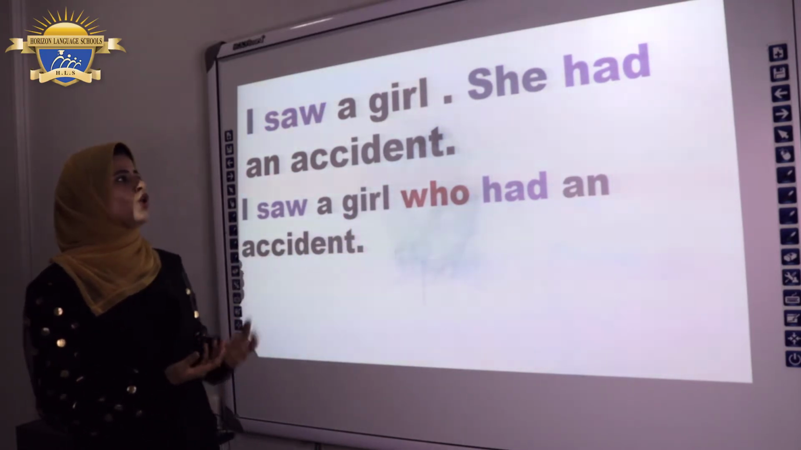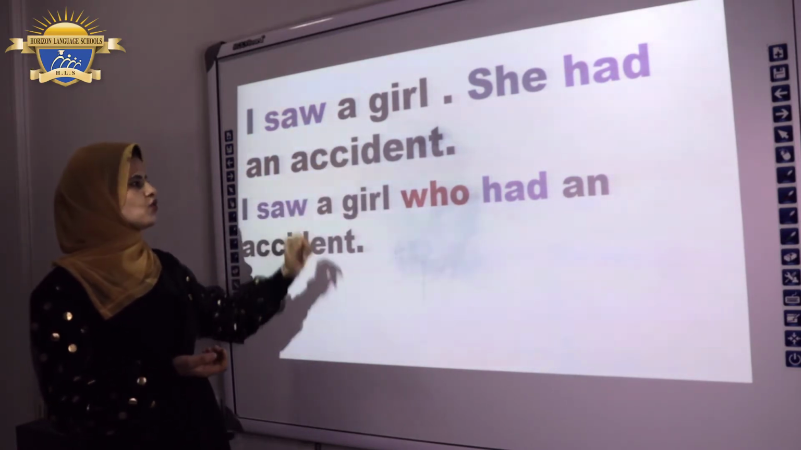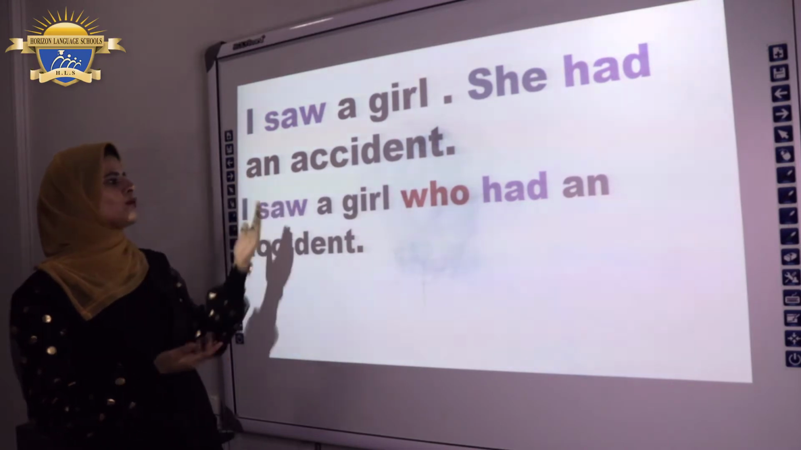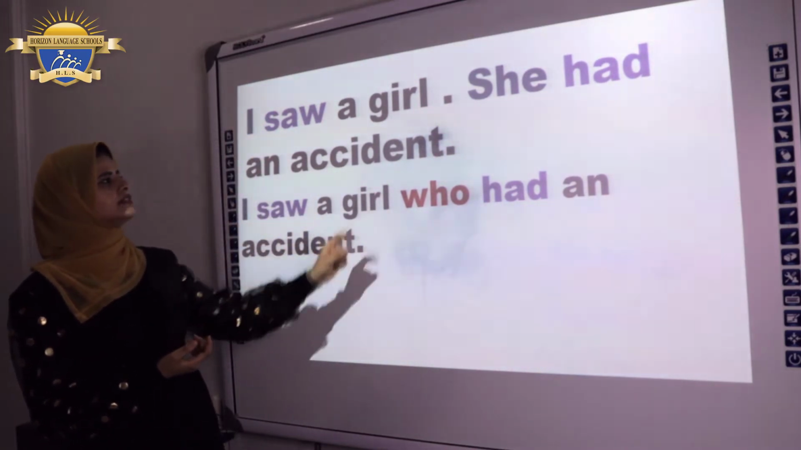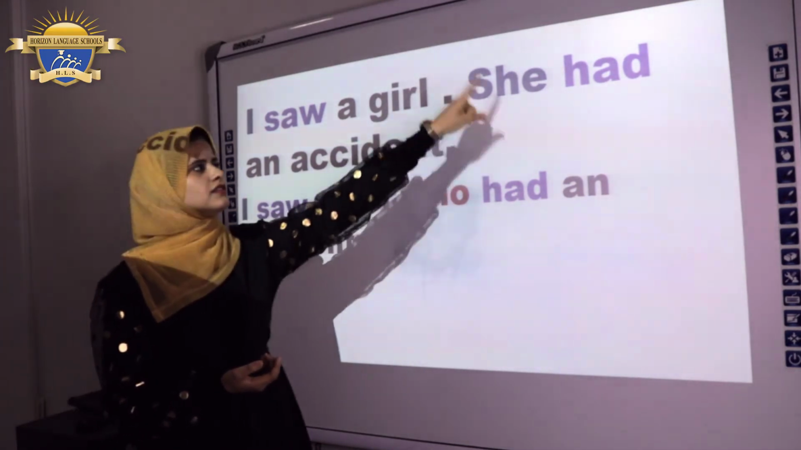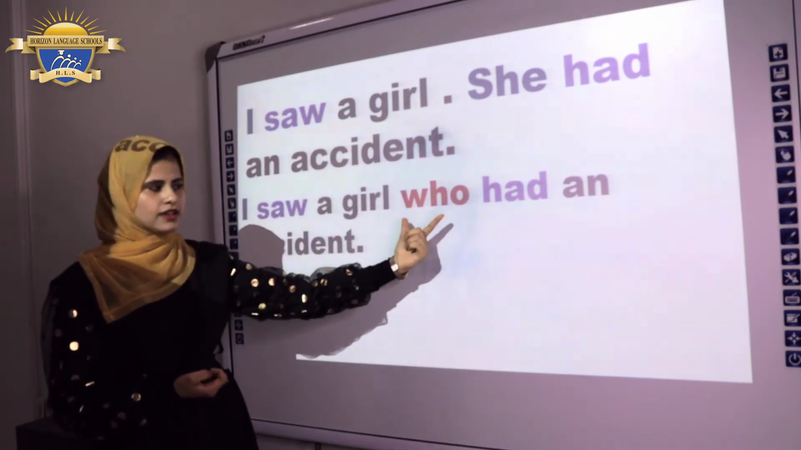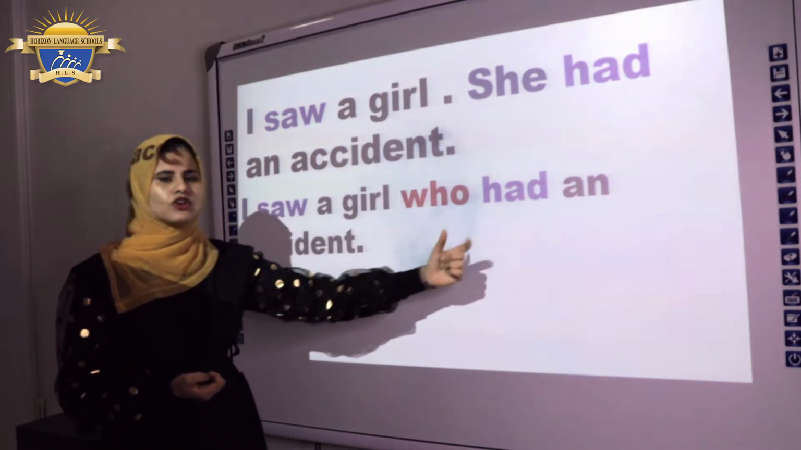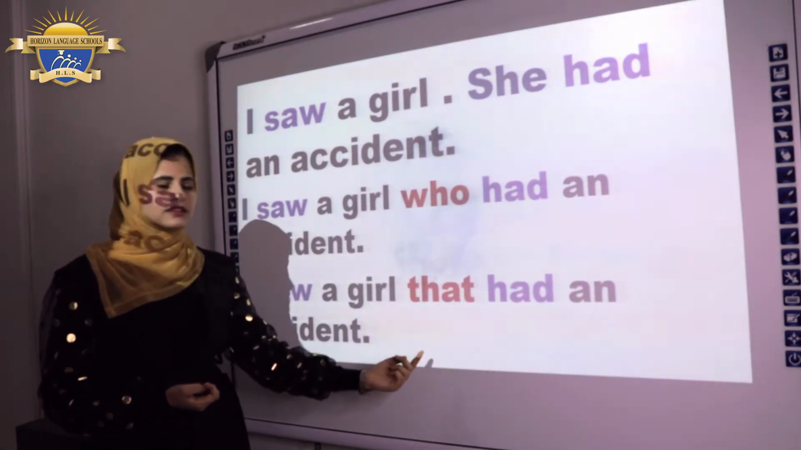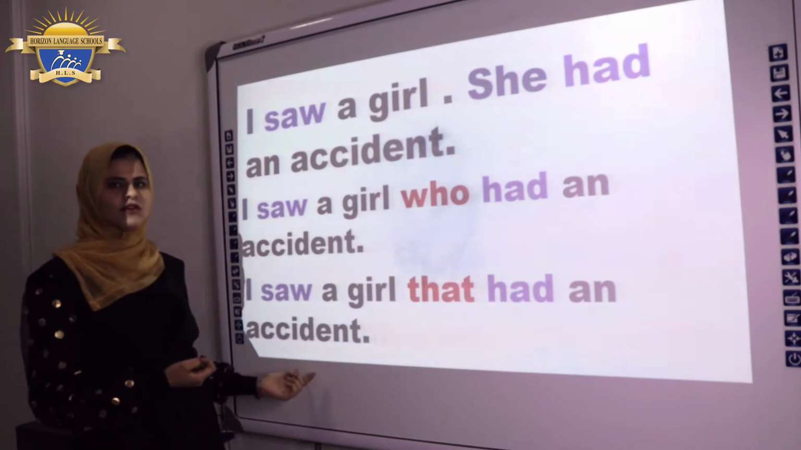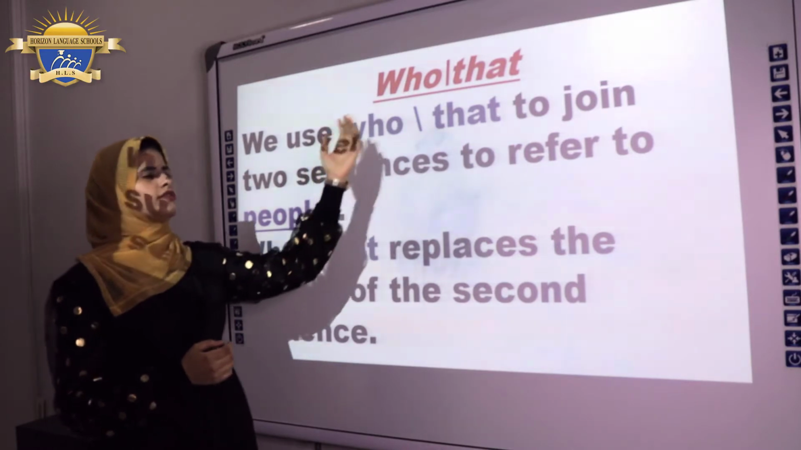If I ask you, who had an accident? We can say the girl. So we put here who. What have we done? We put the first sentence, I saw a girl, and deleted the full stop and deleted she because it refers to a girl, and put who instead, then the second sentence. Or we can say, I saw a girl that had an accident. To conclude, who or that.